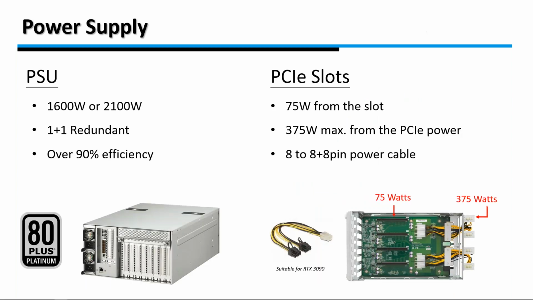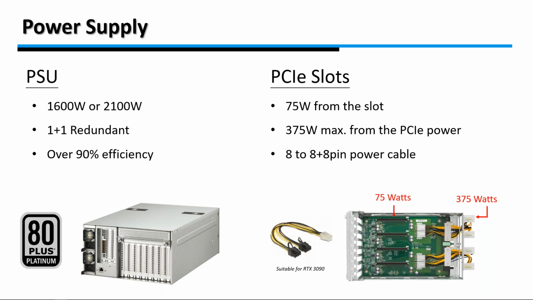The single GPU slot can provide up to 450 watts: 75 watts from the PCI slot, and 375 watts from the external power plug. The 450 watts provide plenty of room for RTX 3090s and even for future, more power-hungry GPUs. In the RTX 3090 bundles, we provide an 8-pin to 8+8-pin GPU power cord.